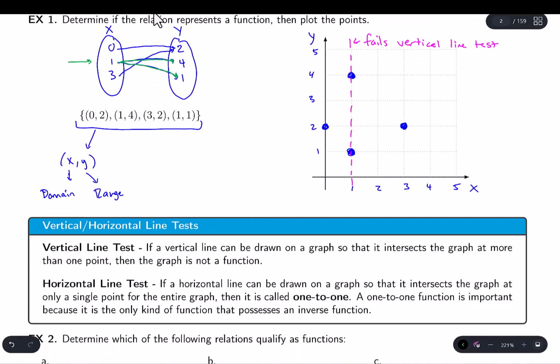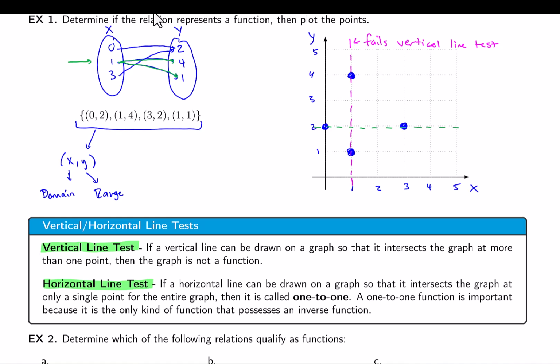All right, and along with the vertical line test, there's also a horizontal line test. The horizontal line test says that if 2 points lie on the same horizontal line, like for instance these 2 right here, it doesn't say whether it's a function or not. Okay, it still can be a function, but if it fails the horizontal line test, we say that it's not one-to-one.